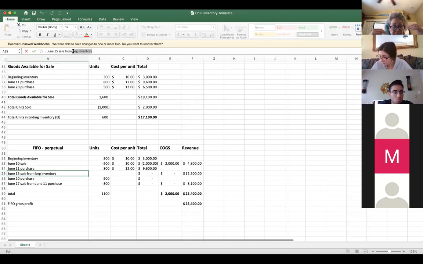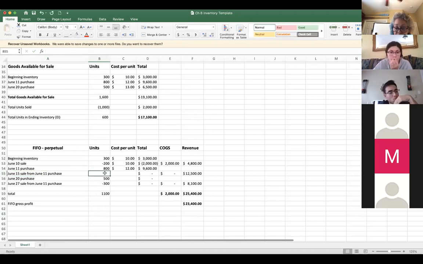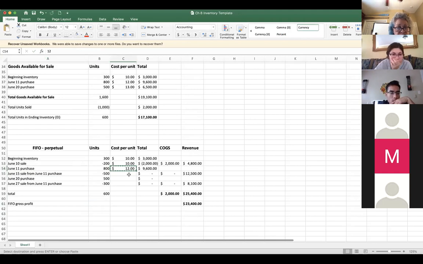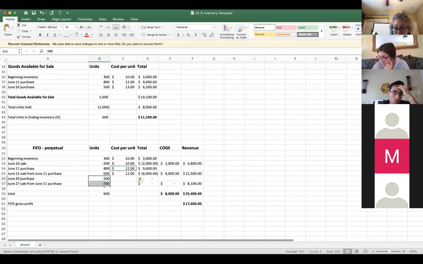It's LIFO, last in, first out. It's all from the June 11th purchase. Good. It's all from the June 11th purchase, because that was the last layer in. So the whole 500 is from my June 11th purchase. I'm going to go ahead and delete these because I want to talk about this 400. So we sold 500 from the last purchase. The last purchase was 800. So the 500 of the 800 was sold at 12,000.